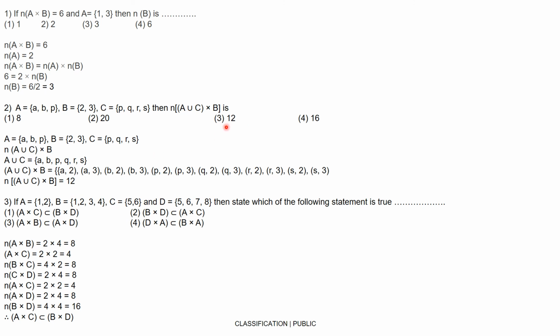Okay. Next, A equal to {1, 2}, B equal to {1, 2, 3, 4}, C equal to {5, 6} and D equal to {5, 6, 7, 8}. Then which statement is true? First we have to find out whether A cross C is a proper subset of B cross D. A cross C means 2 into 2, 4. B cross D, 4 into 4, 16. It is also true. That first statement is true. You don't need to see the other options. Okay. Clear?